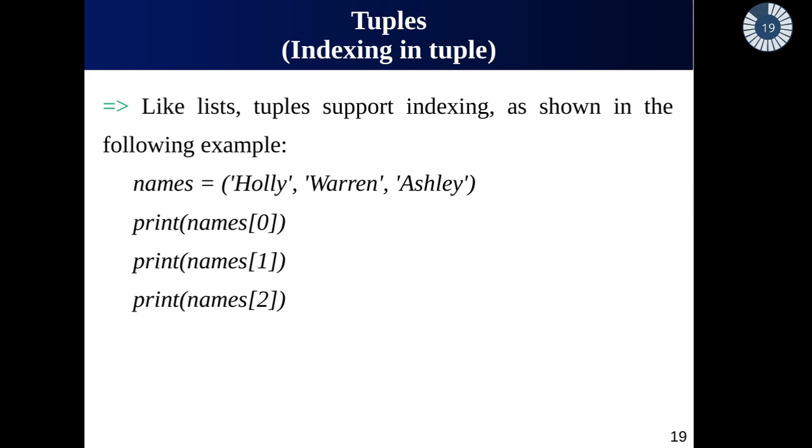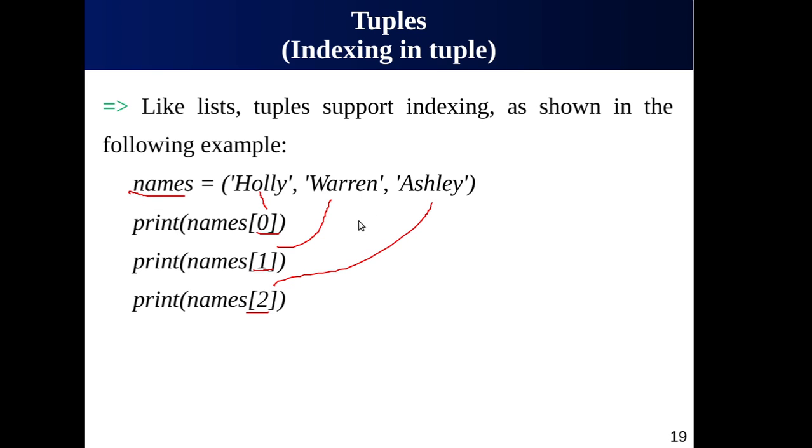More about indexing. The first element is stored at 0 index location, we know it. The second is stored at first location, and the third one is stored at second location. This will refer to the first element, this will refer to the second element, and this will refer to the third element of the tuple having names.